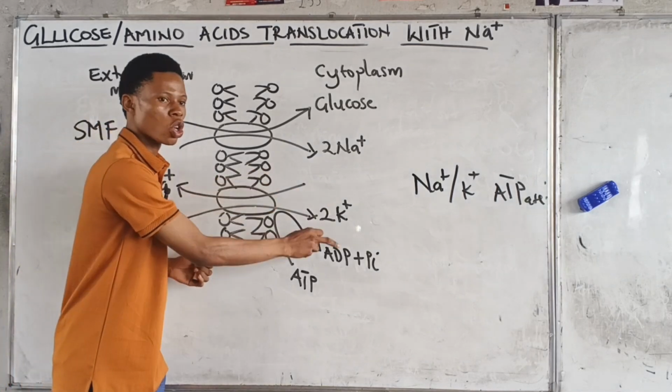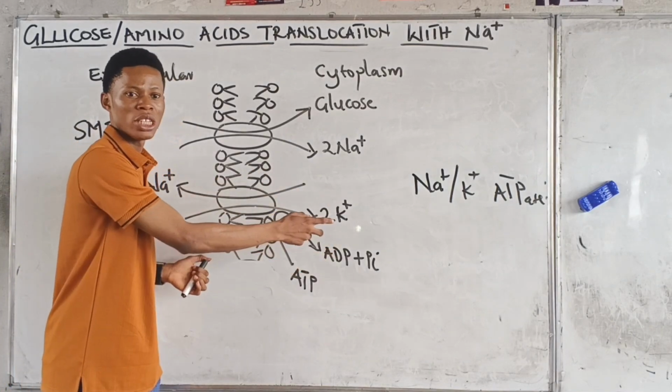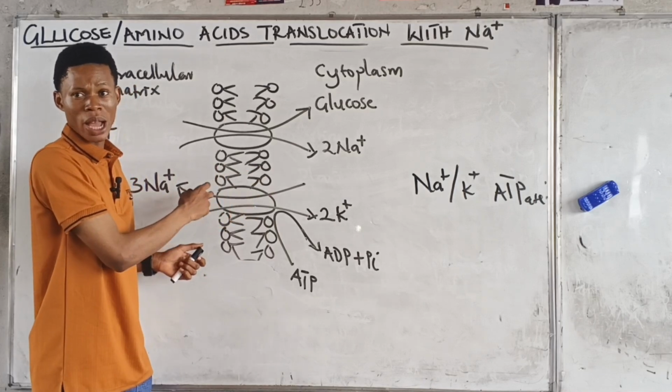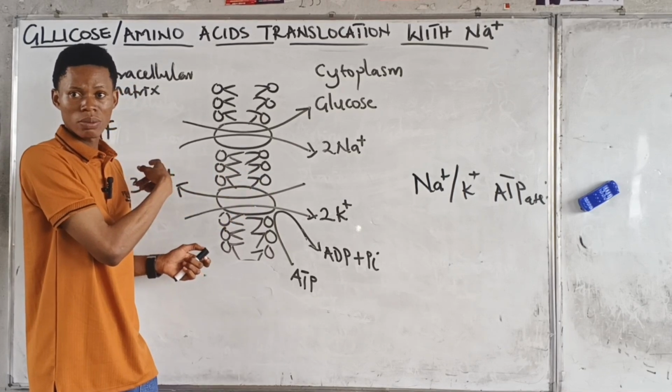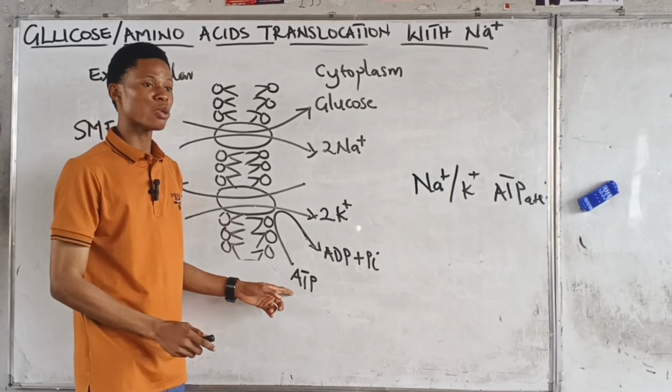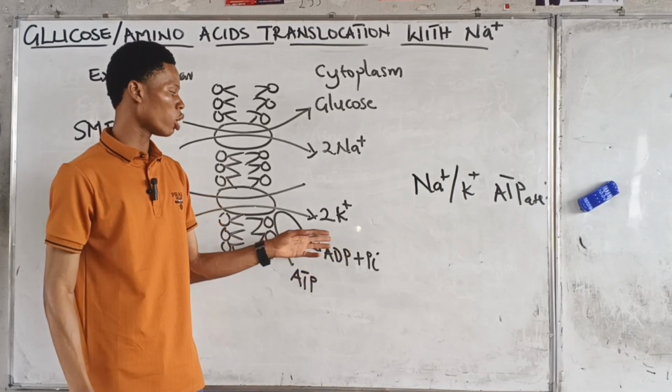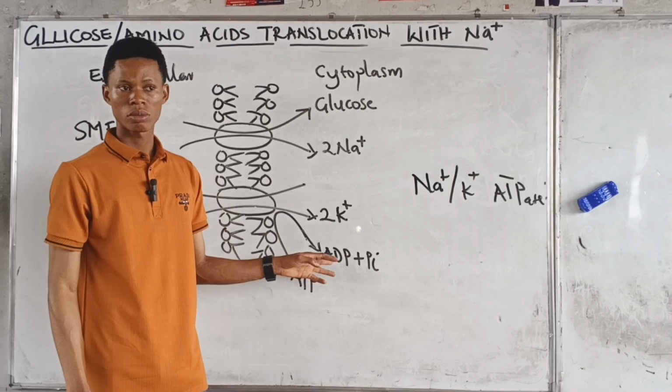For every 2 molecules of potassium coming into the cell, how many molecules of sodium are sent out? 3 sodium ions are sent out of the cell, right? Now, in the process, ATP is broken down to give ADP and an inorganic phosphate. That is why we call it ATPase.